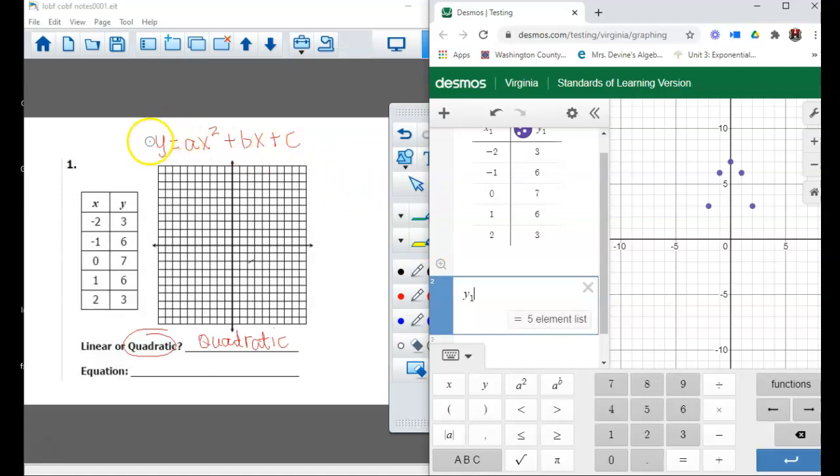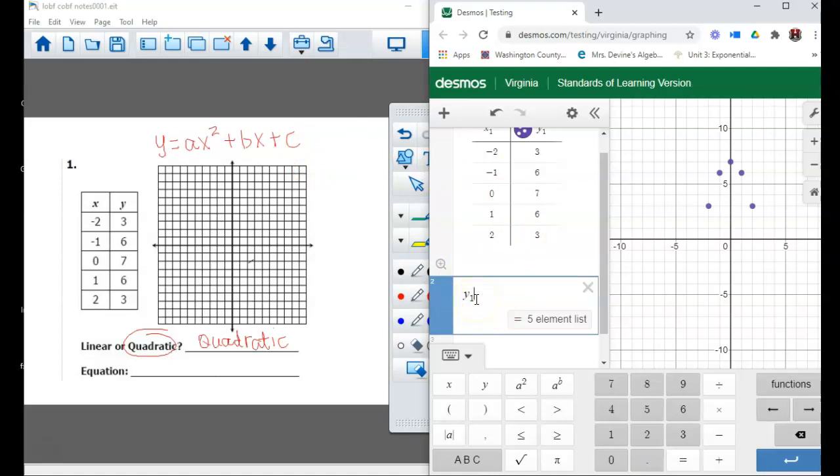Your equation over here starts out y equals. You're going to have to do y1 because that's what the table says. Now, it won't let you put an equal sign here. I know we have an equal sign on the Desmos keyboard. You have an equal sign on your computer keyboard, but an equal sign won't work here. It won't give us the answer we want.